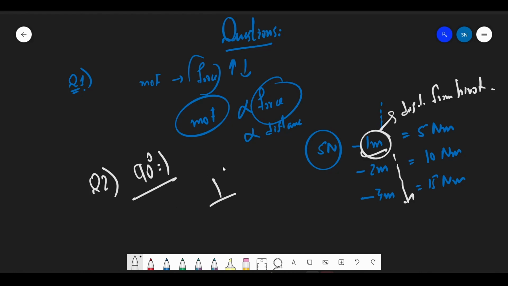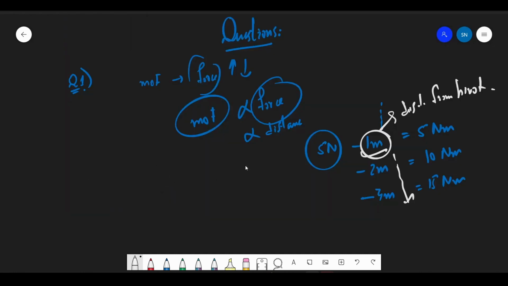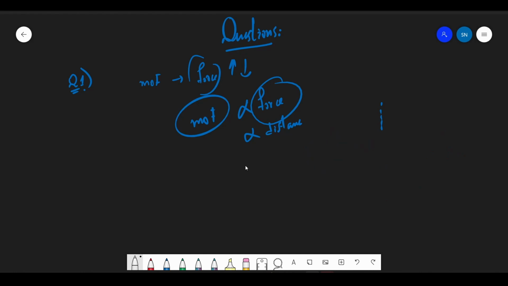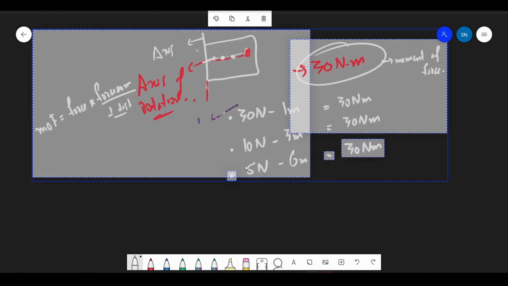Right, sir. Next question. Three different forces are pulling on a heavy trapdoor. Which force will have the biggest turning effect? Explain your answer. There's a diagram given. So the diagram looks like this.